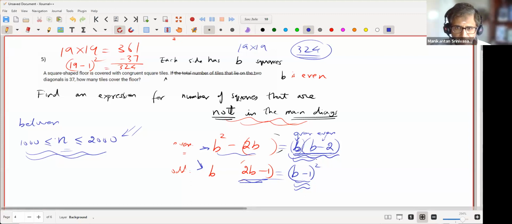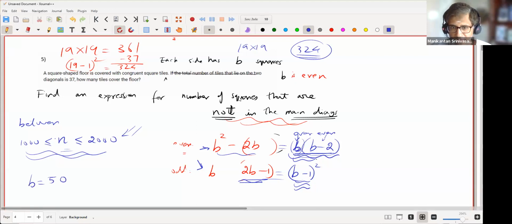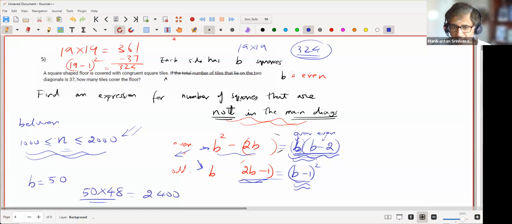Let's say b is 50. We got an expression: if b is even, the number of squares which are not in the main diagonal will be b square minus 2b, which is b into b minus 2. So 50 into 48, 2400, will be the number of squares that are not on a main diagonal in a 50 by 50 square. Are you with me, Saurabh?